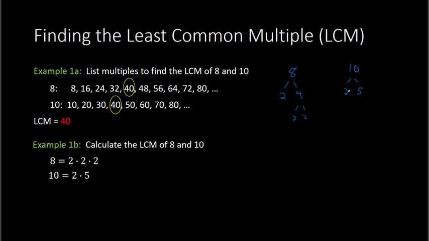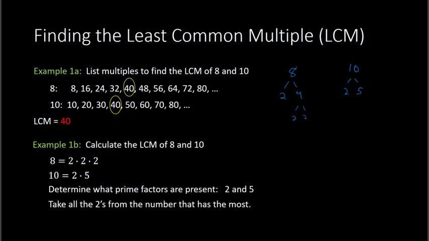Alright, so now that we've prime factorized both numbers, what we do from here is we see what factors we have present. Well, we have 2's and 5's. So to find the least common multiple, I take all the 2's from the number that has the most. So looking at the 2's, 8 has the most, and it has 3 of them. So I take all of those 2's from the 8.